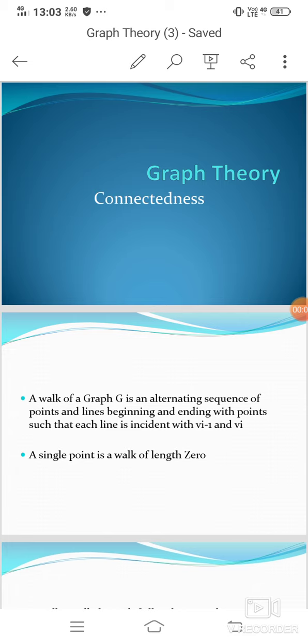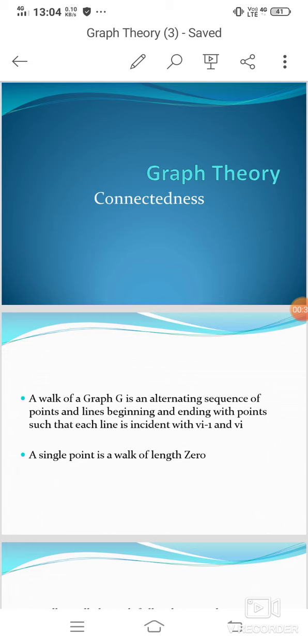The topic that we are going to discuss today is connectedness. So, as the word itself says, what is called connected? It means in graph theory, if there is an edge between any two vertices, then those vertices are said to be connected. And a graph which has no edges is called a disconnected graph, or null graph, or totally disconnected graph.